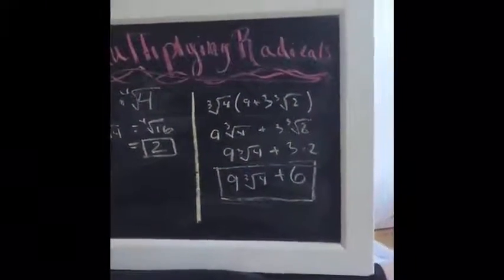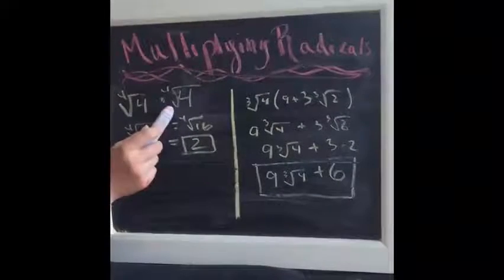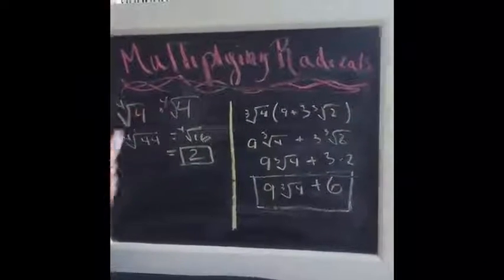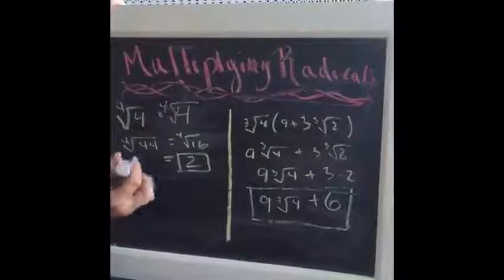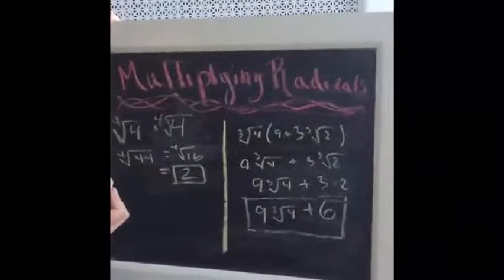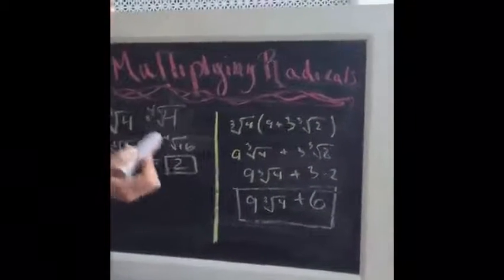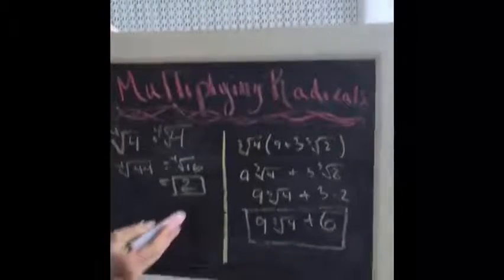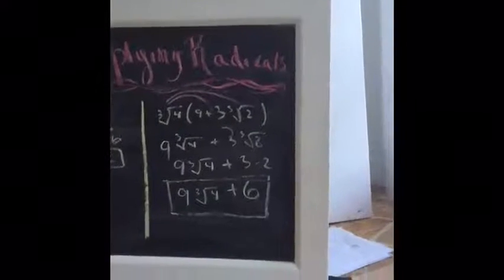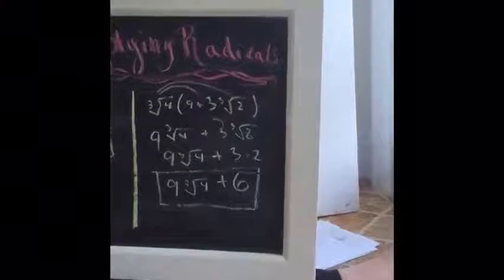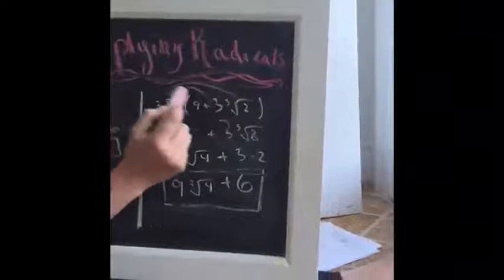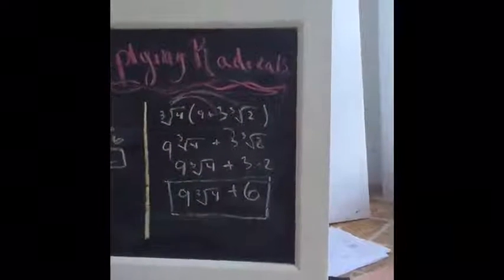So if we had rad 4 times rad 4 with 4 in the index, we would just do 4 times 4, and that would give us rad 16 with 4 in the index, and that would ultimately equal 2. And then for this problem, you would do the same thing, but you would have to distribute first, just like we do throughout all math.